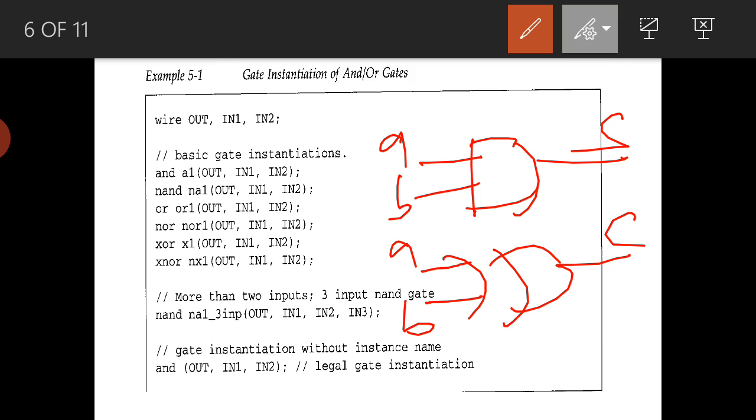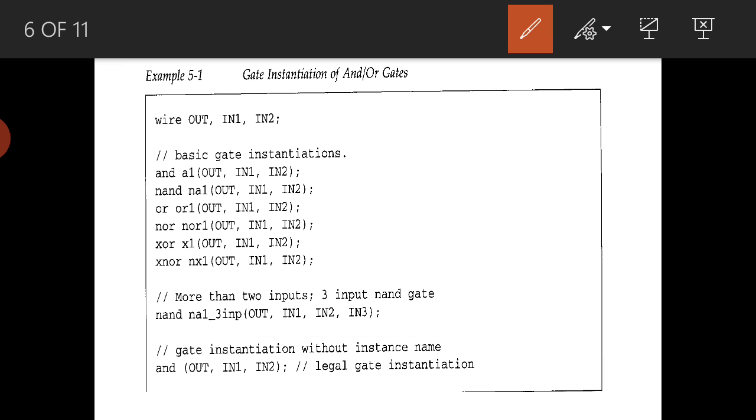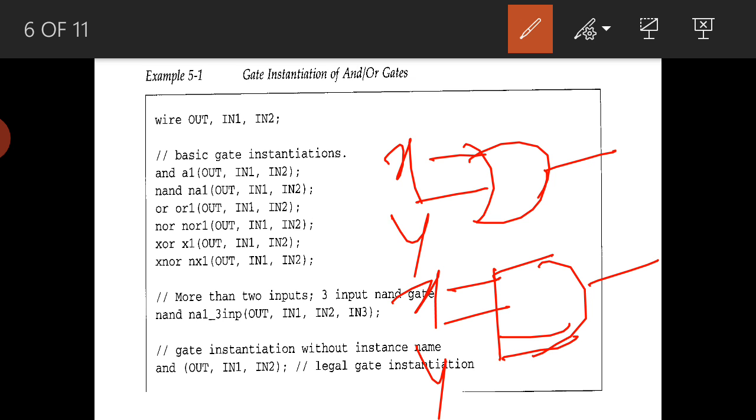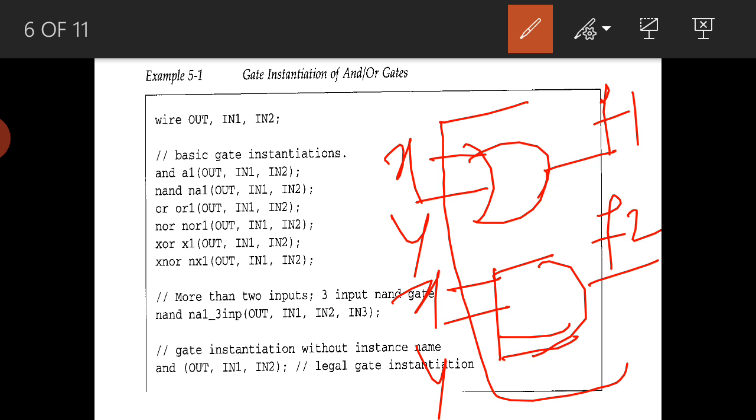Or take any circuit, it need not be a particular one. Suppose one is an OR gate and one is an AND gate, with inputs X and Y to each, and outputs F1 and F2. So suppose this is the circuit: two inputs and two outputs.